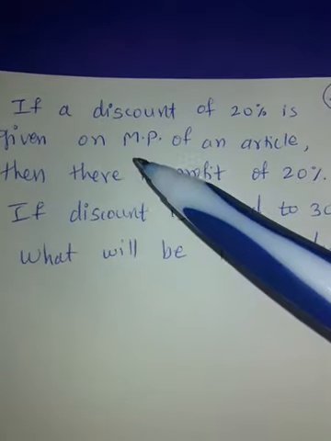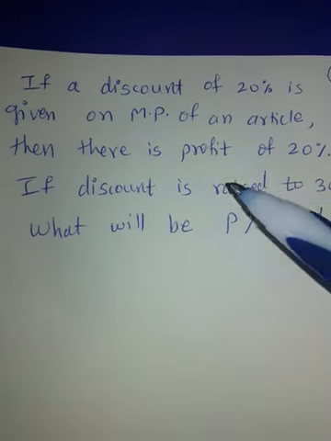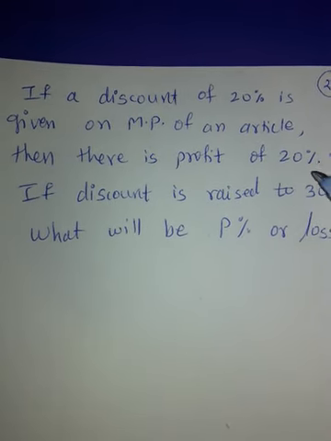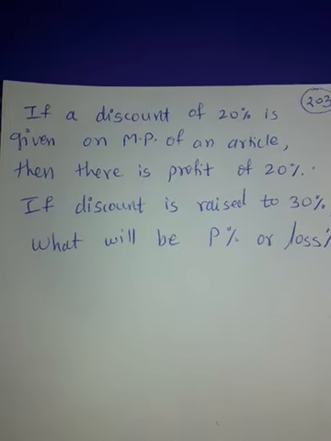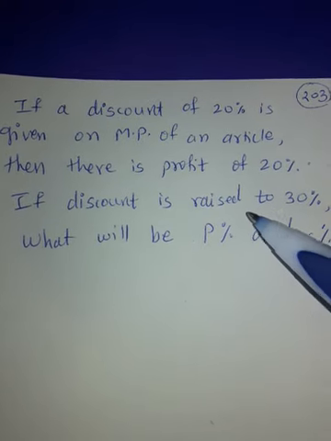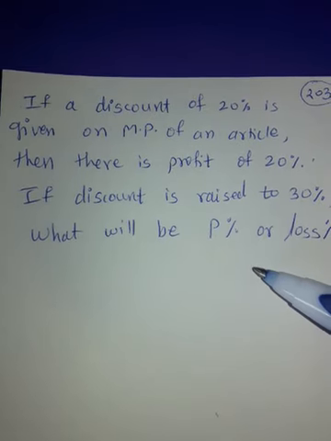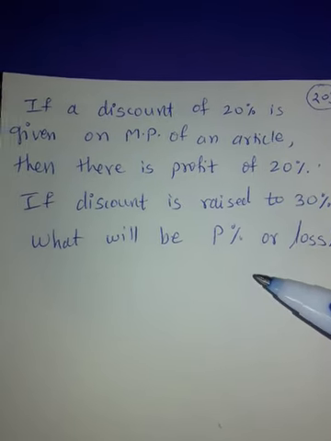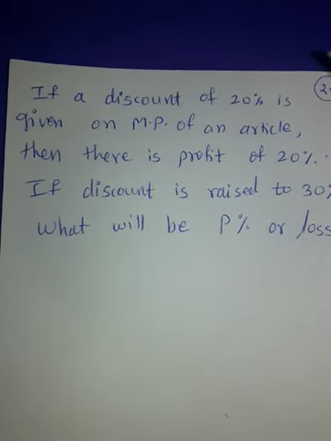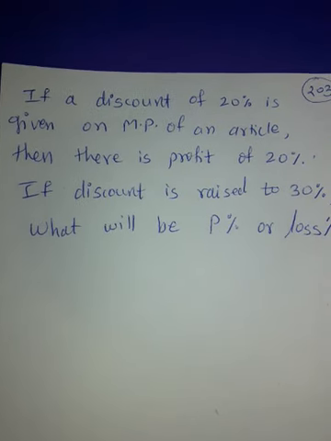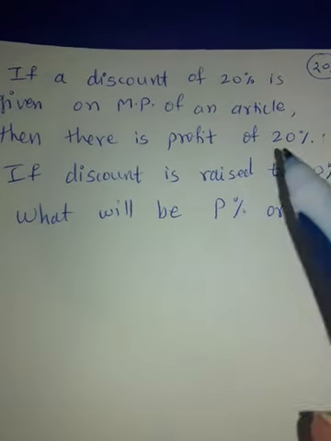Next example. If a discount of 20% is given on the mark price of an article, then there is a profit of 20%. If the discount is raised to 30%, what will be the profit percent or loss percent? So here we are not given whether we are going to get profit or loss. We have to find it out, and what percent, that also we need to find out. So let's again solve this. Remember, in this type of example there is always a relation between MP, CP and SP which we need to establish. So let's start solving.